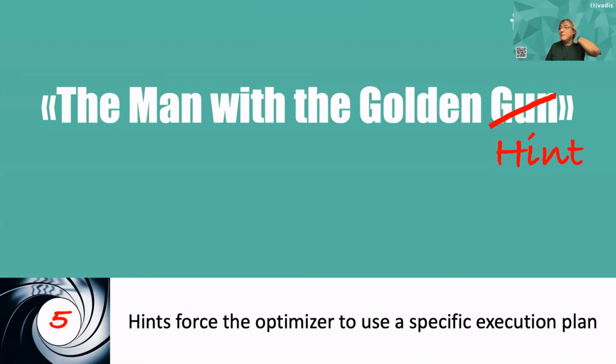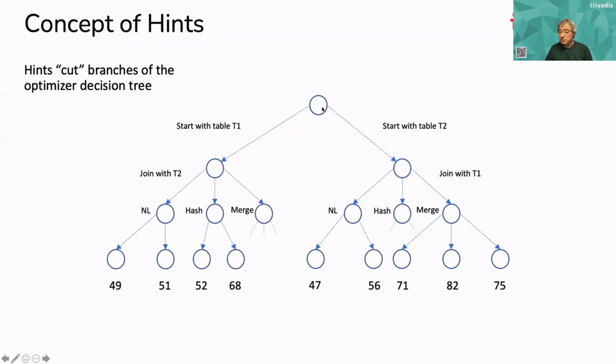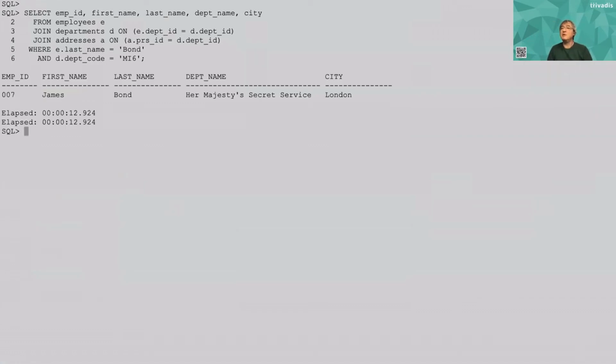Okay, the man with the golden hint. You know the golden hint? Probably not, but I can show it. We have a join of 3 tables: employees, departments, and addresses, and we're looking for the department and address of James Bond, the department MI6, and this query is running for 12 seconds, so quite slow.